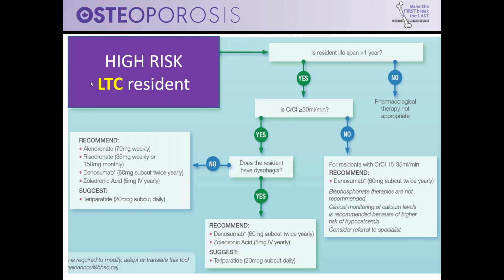And again, this is for long-term care residents. Is the resident lifespan greater than 1 year? If it's expected not to be, then you should not start treatment. If it is greater than 1 year and the creatinine clearance is greater than 30 mils per minute, then you would just simply ask the regular questions that we would ask anybody in any age group. So if the patient has dysphagia, then we would have to go with a non-oral medication. If the patient does not have dysphagia, can swallow easily, then any of these options that we mentioned are recommended. If the patient has low creatinine clearance, then denosumab is recommended provided the creatinine clearance is greater than 15 mils per minute. And if you're not comfortable, then consider referral to a specialist.